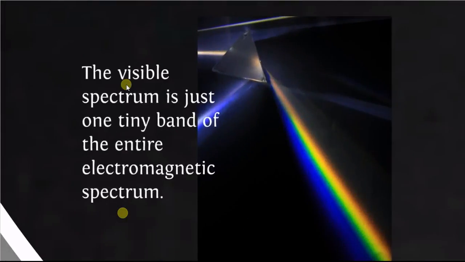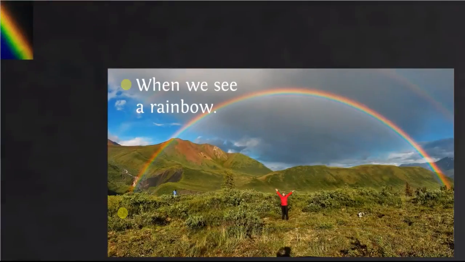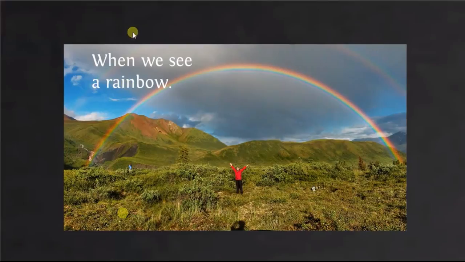So the visible spectrum is just one very tiny band of the entire electromagnetic spectrum. So when you see a rainbow, you see all those colors. What we're actually seeing is the visible light that the sun is sending to us. Now, the sun sends us white light.